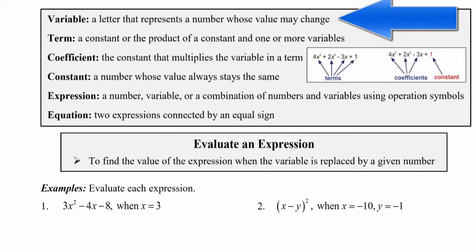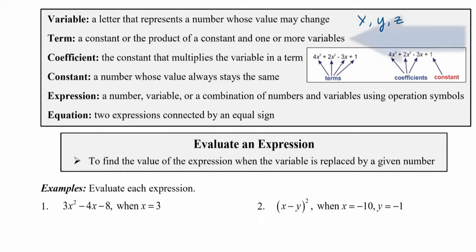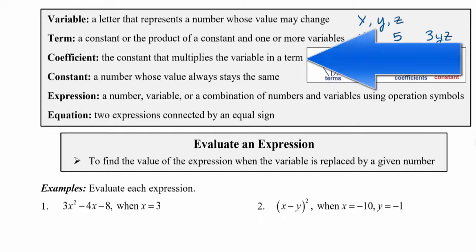First of all, variable. That's a letter that represents a number whose value may change. And you've seen us use letters such as X, Y, or Z. A term is a constant, or it can be the product of a constant and one or more variables. For example, 4x and 5 is a constant. 4x is a product of a constant and x. 3yz is a product of 3y and z. So these are 3 examples of terms.